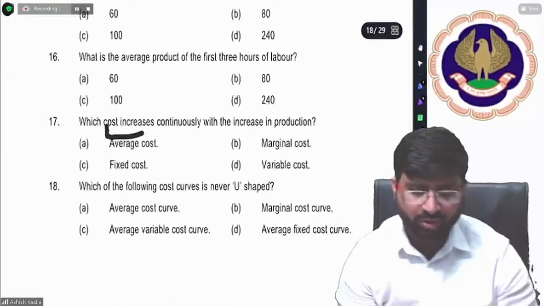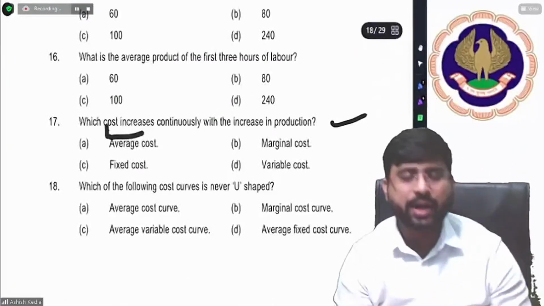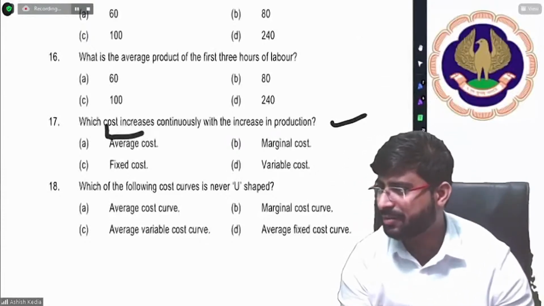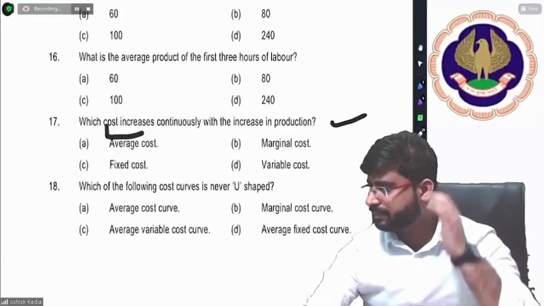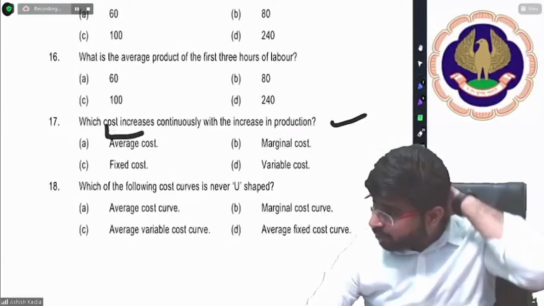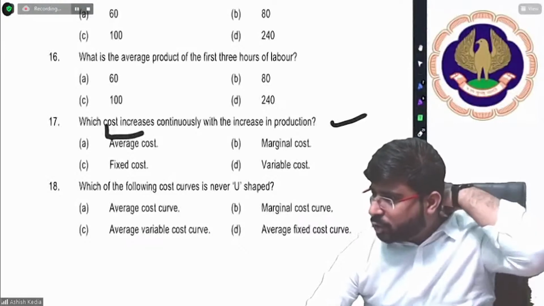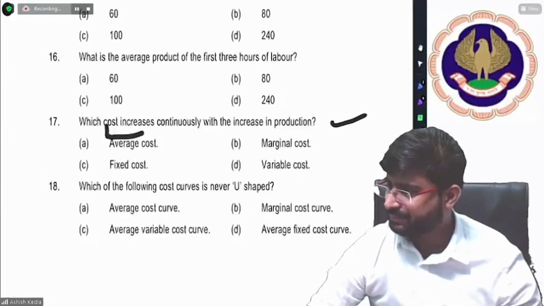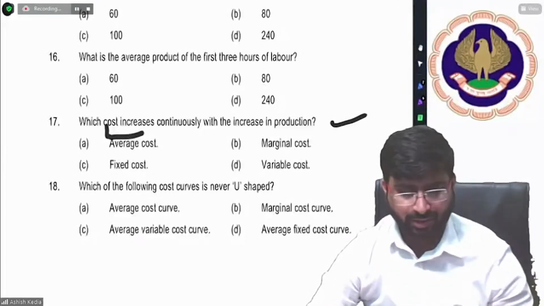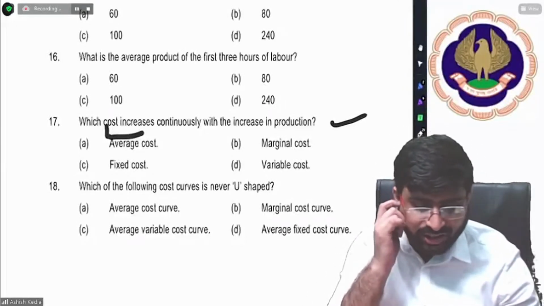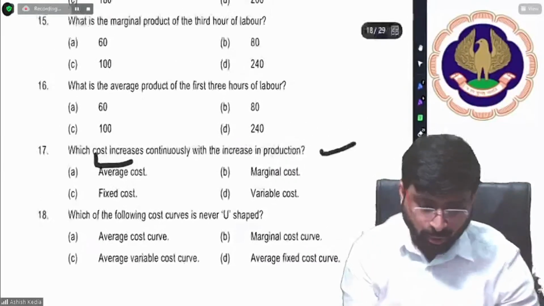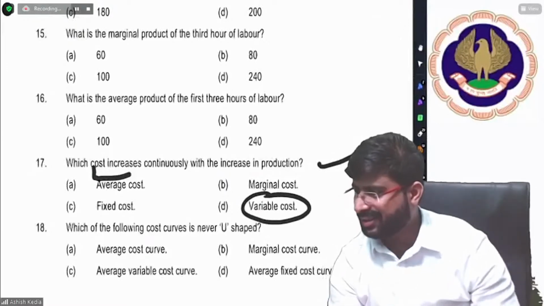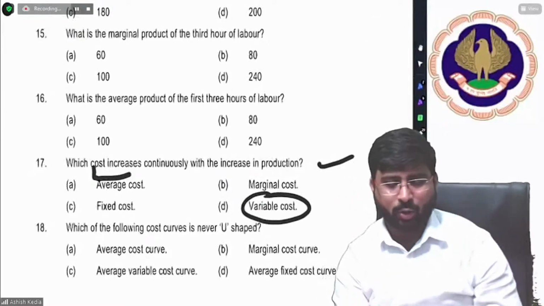Which cost continuously increases with increase in production? Question number 17, a good one. One very good question has come. After this, I will answer that good question. So my dear friends, which cost increases with increase in production? Obviously it is the variable cost, as it changes with the output level.